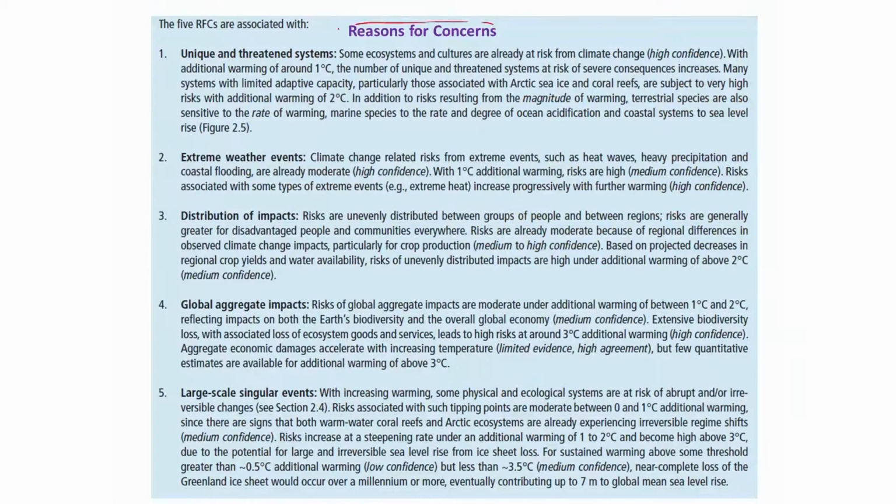One of the things we defined last time was the reasons for concern, which had unique and threatened ecosystems, corals, Arctic ecosystems, etc. Extreme weather events, which include heavy rainfall like we are having in India in the 2018 summer monsoon, as well as droughts. There are droughts that can become very extreme. Distribution of impacts is basically looking at the uneven impacts of climate events on groups, regions, etc.